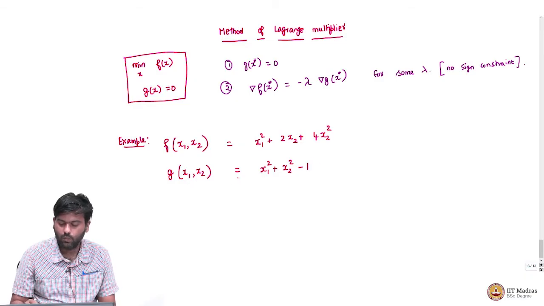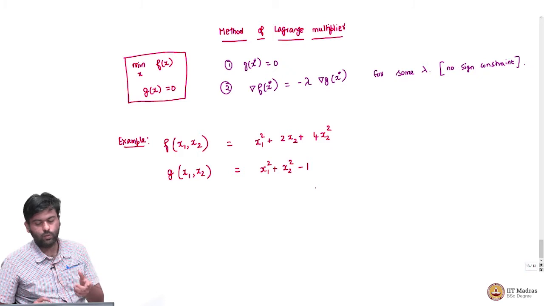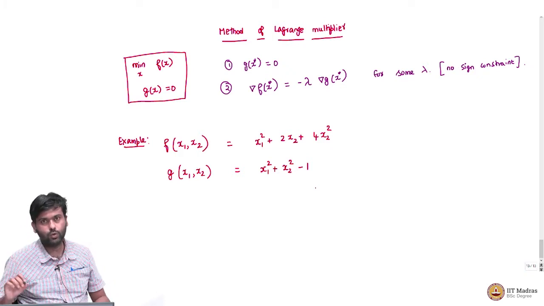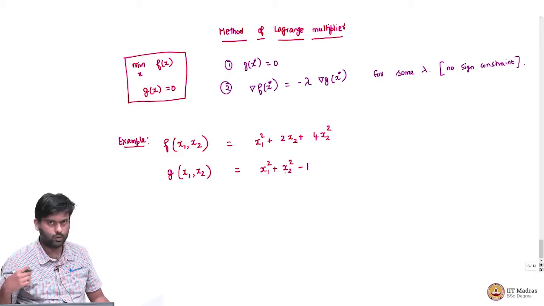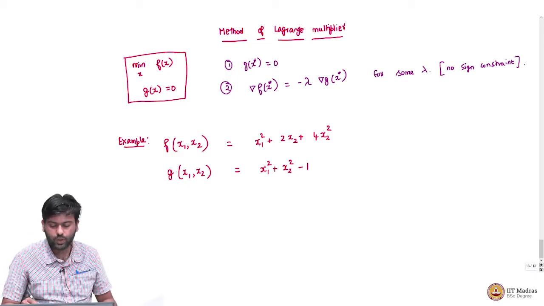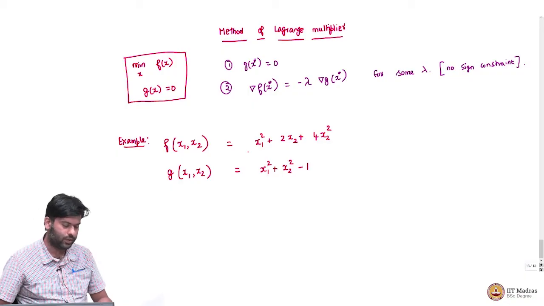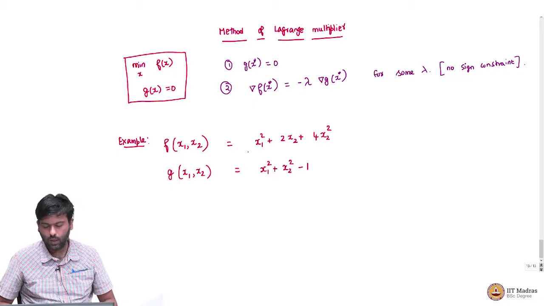Which means that we want to find an x1, x2 which is on the unit circle, because g of x1, x2 should be 0, which means that x1 squared plus x2 squared equals 1, which, let us say, minimizes x1 squared plus 2x2 plus 4x2 squared. So, this is the problem that we want to solve. Now, how do we solve this?